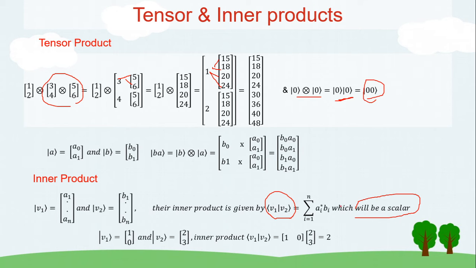So let's take an example to make things clear. So v1 is given by 1, 0 like this, v2 is 2, 3, and then you have to take the complex conjugate here, but since all are real numbers, only the transpose will take place. So this 1, 0 will become from a column vector to a row vector, and this will remain the same. This time you do a normal matrix multiplication. So 1 into 2 plus 0 into 3, the answer is 2. Got it?